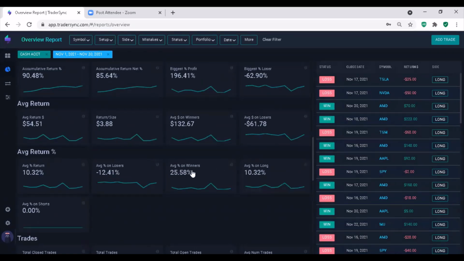Let the winners run, okay? Same thing. Average loss, 61. Average winner should usually be about double. That's a good ratio here, 2-1, right? It's about 3-1 here, okay?